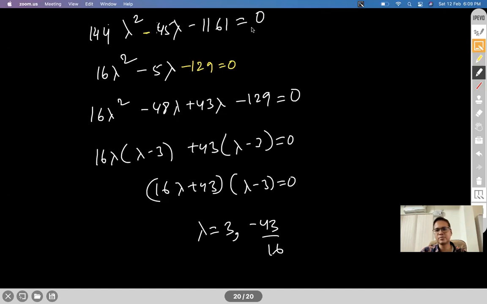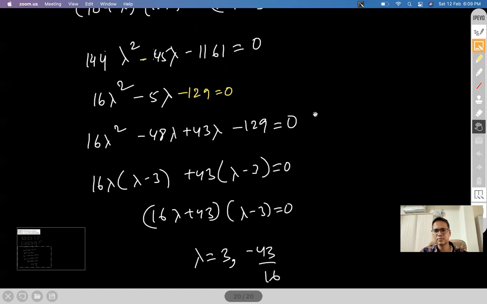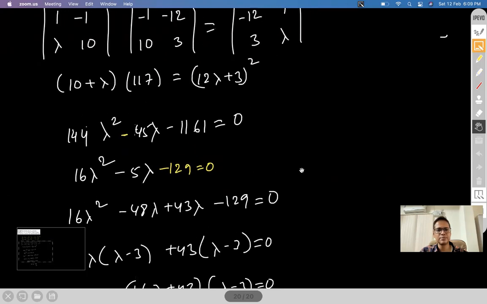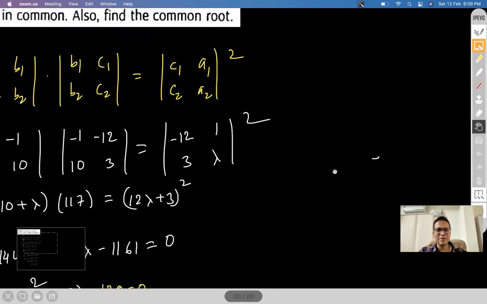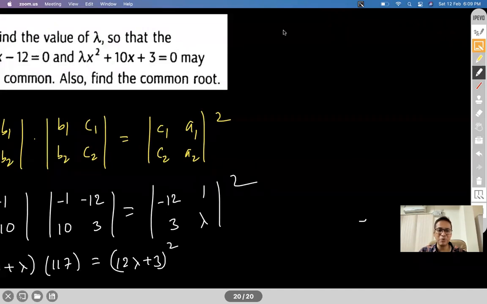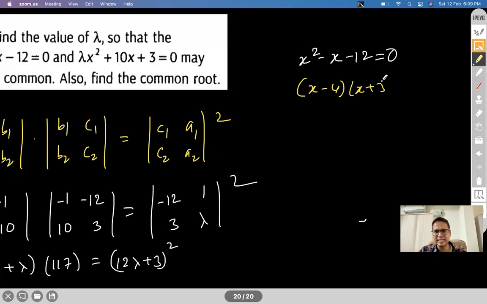Are you getting this? Is it fine? Okay. So if lambda value is 3, then what will be the common roots? First of all, if I just simplify this, is this going to be factorizable? Yes, it is factorizable as x minus 4, x plus 3. So this has roots 4 and minus 3.